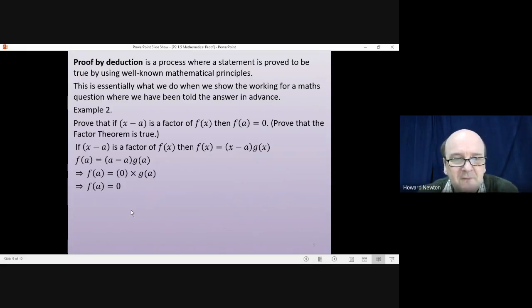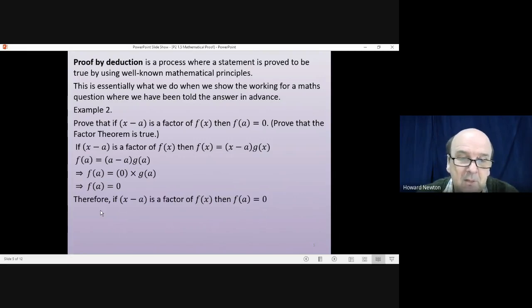As always, when you finish a proof, the last thing you need to do is just make it clear that you've proved what you were asked to prove. So you just make a statement of the proof. Therefore, if x minus a is a factor of f of x, then f of a does equal 0.